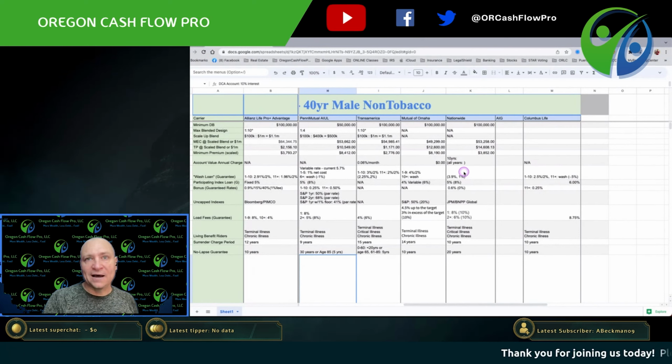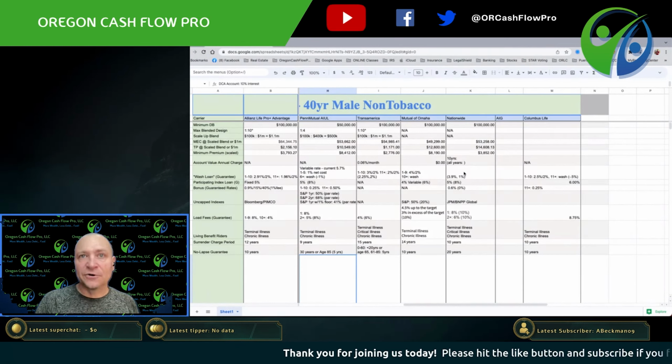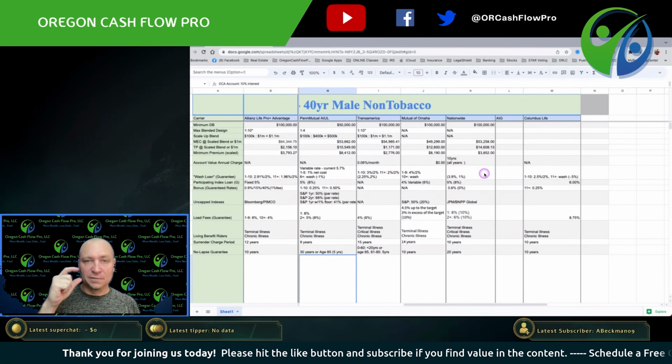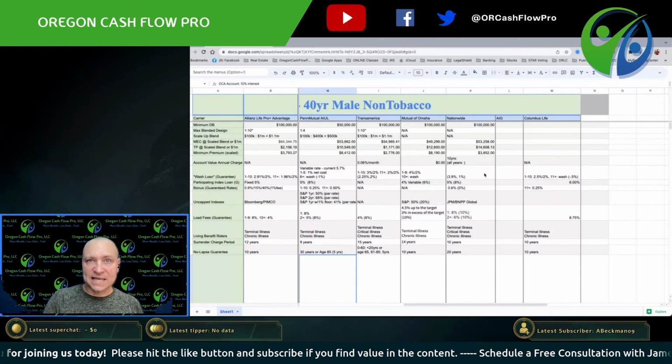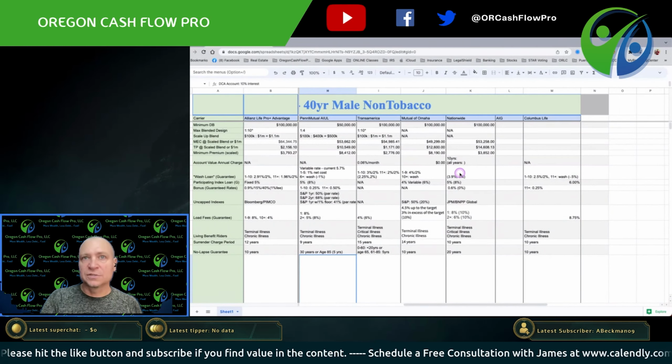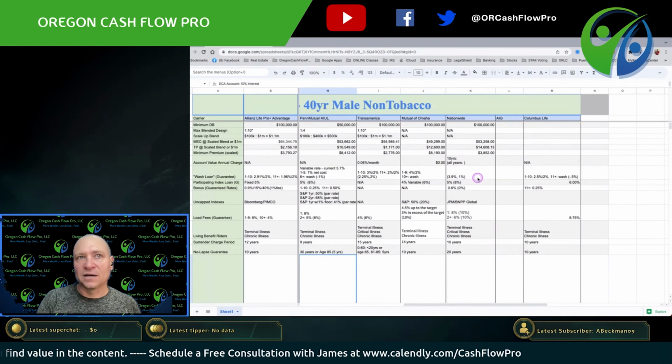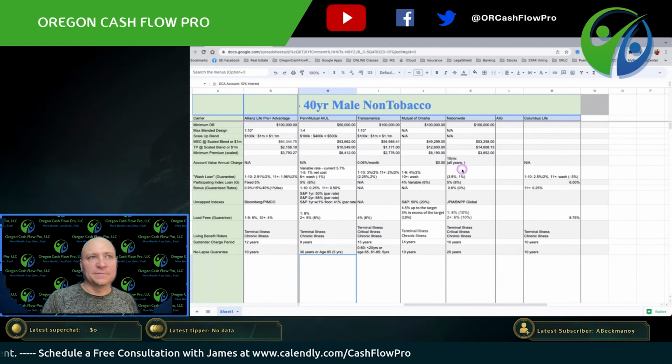So you could have, in the absolute best case scenario in retirement, where you're trying to make sure your policy doesn't lapse, you're taking the safest loans, which is your wash loans, you could have a 2.9% net cost. Not a big fan of that.